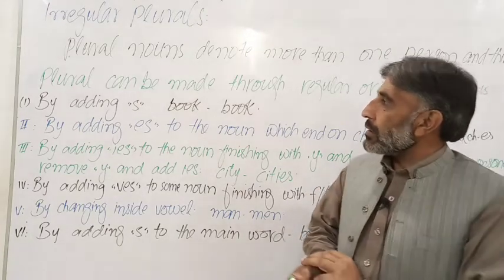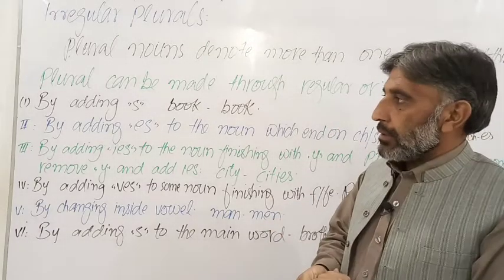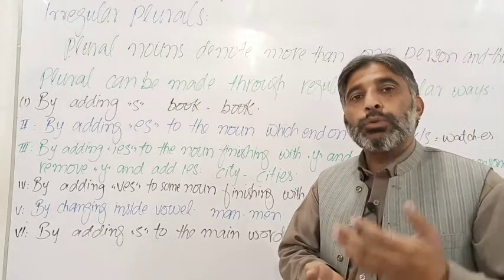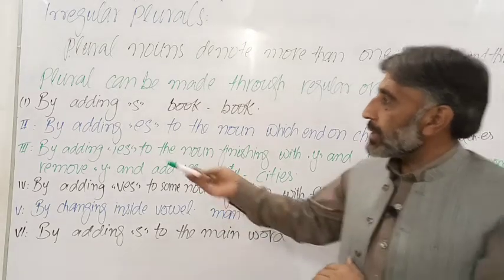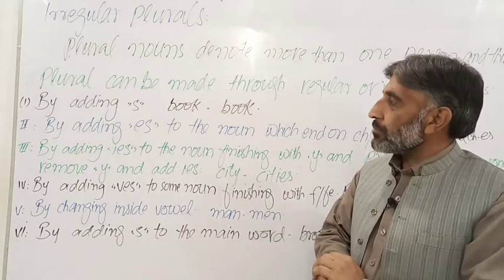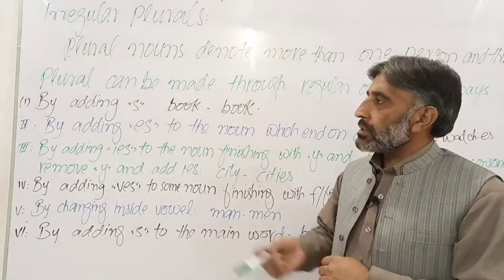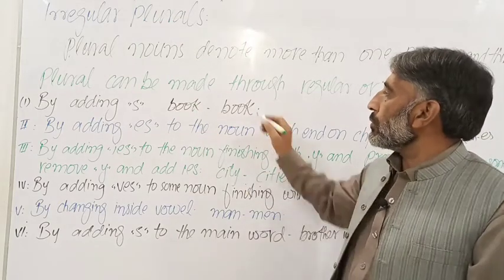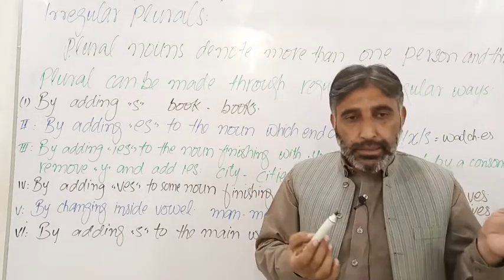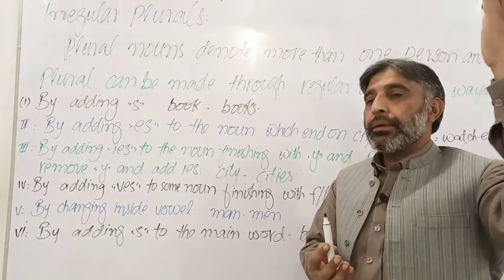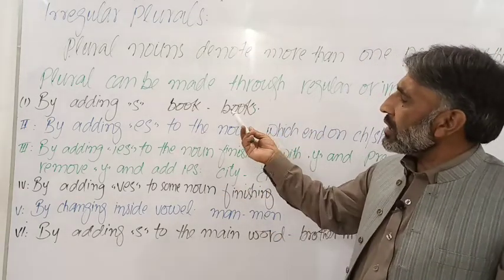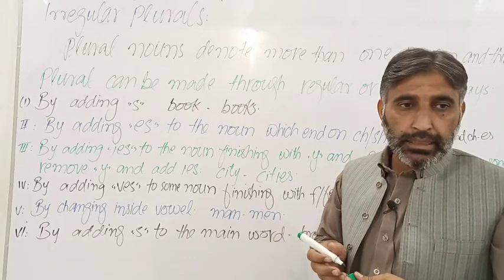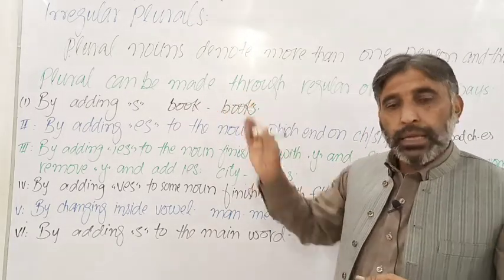So plural can be made through regular or irregular methods. How to make the plural form, we will talk about that in this activity. Number first, we can make the plural how? By adding s to most nouns. Zyadatar jab hum s laga lete hain noun ke sath, to we make the plural. Like book, books; marker, markers; duster, dusters; sign pen, sign pens; door, doors. A lot of nouns, around 70, 80 or 90% nouns, we make plural by adding s. And this is the regular way.